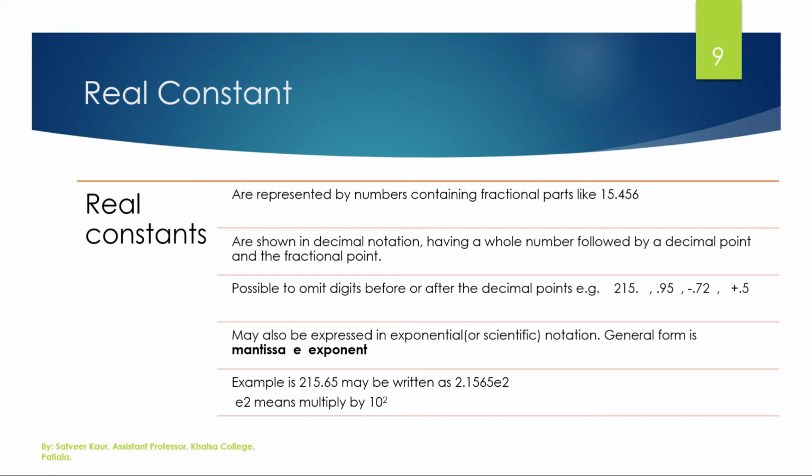It may also be expressed in exponential notation, also called scientific notation, and the general form of real constants is mantissa, then e, and then its exponent. For example, you have to write 215.65. It can be written in this mantissa e exponent form as 2.1565e2. E2 means multiply by 10 raised to the power 2.